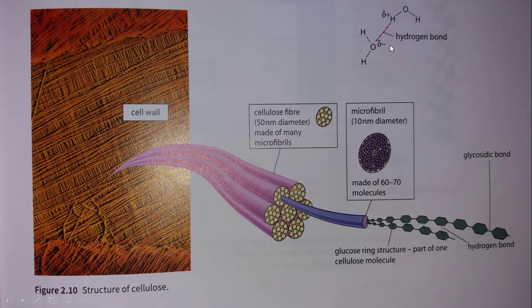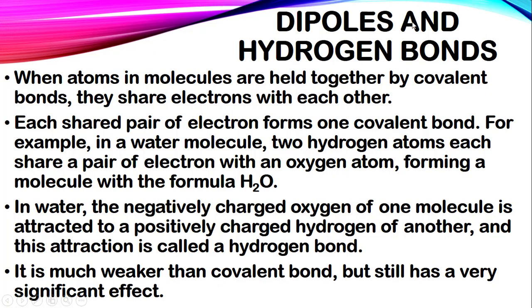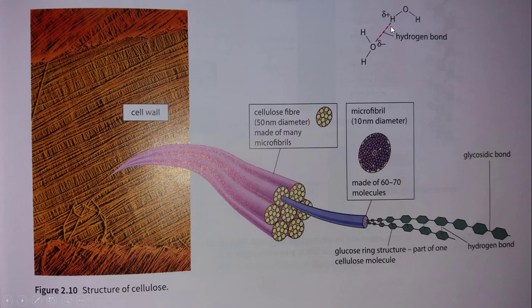Okay, so the bond that holds two glucose molecules with one another is said to be the glycosidic bond. The bond that holds one chain with another chain is said to be the hydrogen bond. Now, dipoles we just studied in the previous lesson. For example, look at here. Di means two poles. A water molecule is said to be a polar molecule because it has a dipole: a partial positive or delta positive charge, and a delta negative charge.